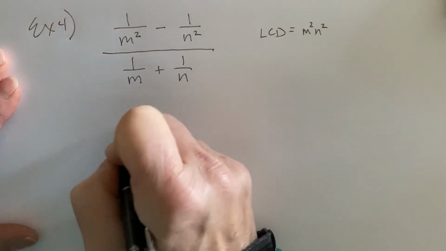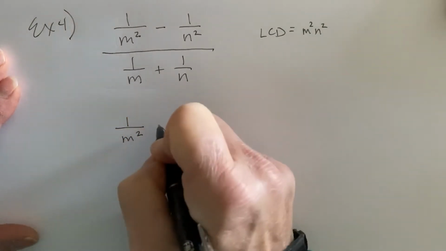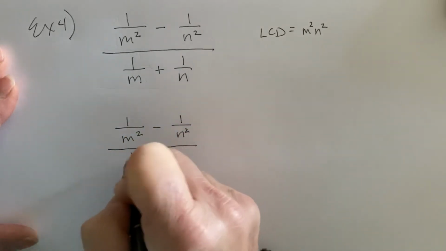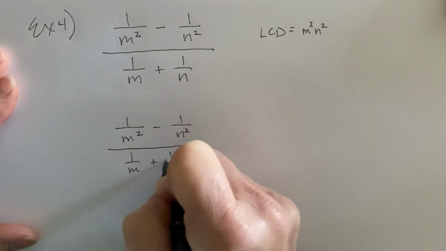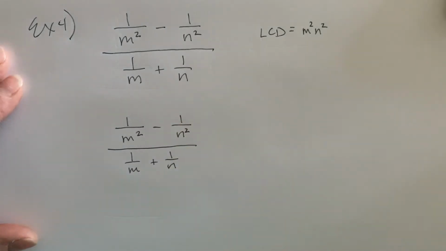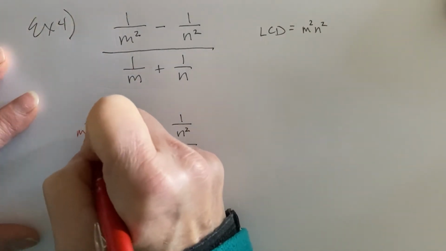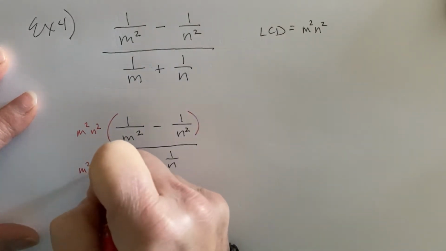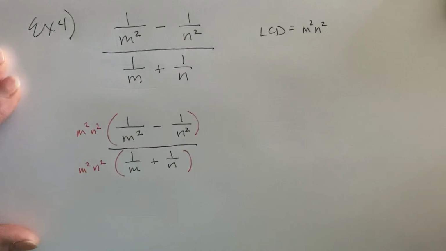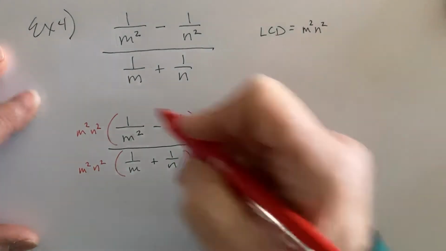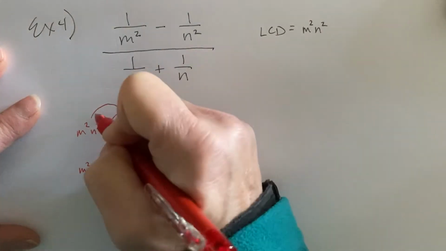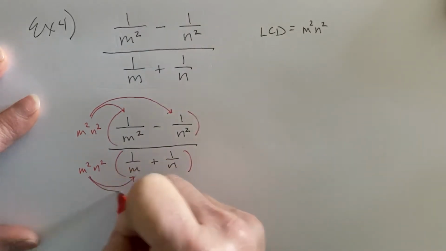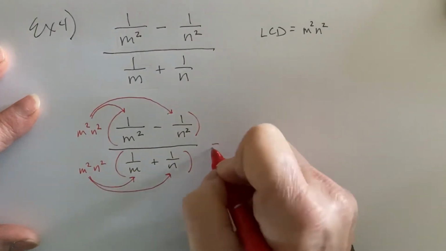I'm going to rewrite this so I don't mess with my original, so we can still look at that. Okay, so there's my original. I'm going to multiply top and bottom by that LCD, m squared n squared. It needs to be distributed to all the terms, top and bottom. So this is what it looks like.